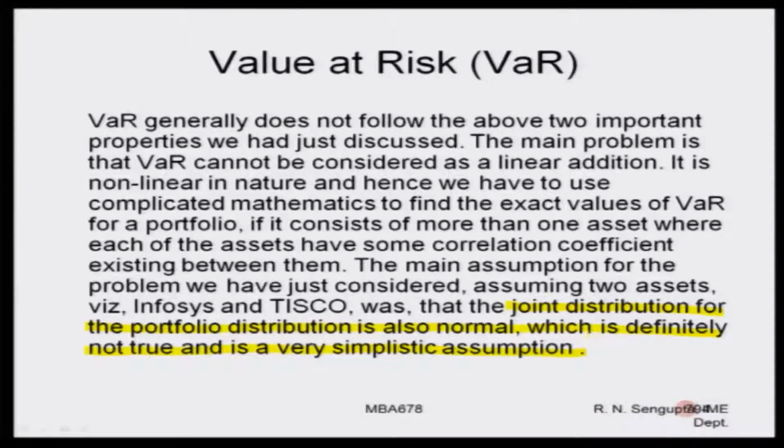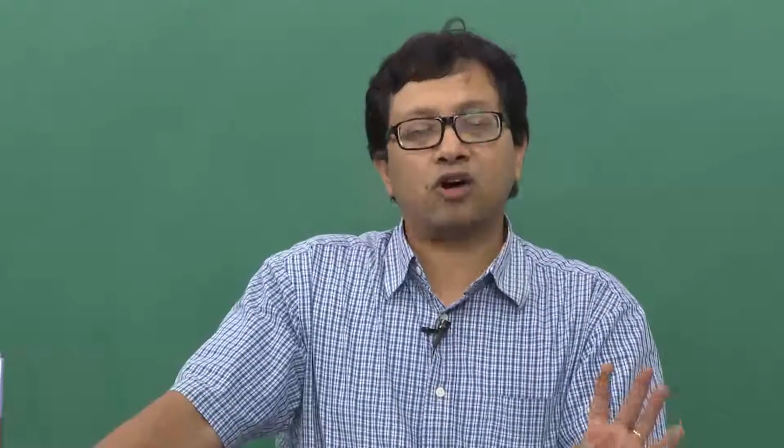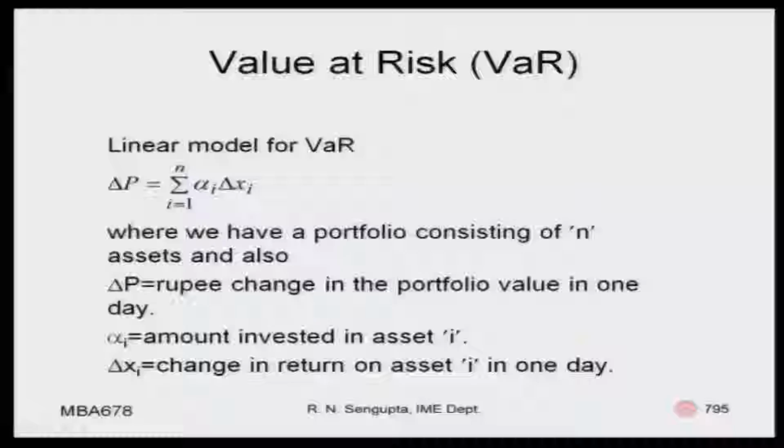If they are normal, then any convex combination of normal distributions would lead to a normal distribution. If you combine 2 normal distributions, it is a bivariate normal distribution and so on and so forth. So, if these properties of normality hold, then all the 4 properties would hold for the VAR also, and for the standard deviation also. But they do not hold true because the actual distribution of the returns is not normal, or the class of multivariate normal distribution is not true.